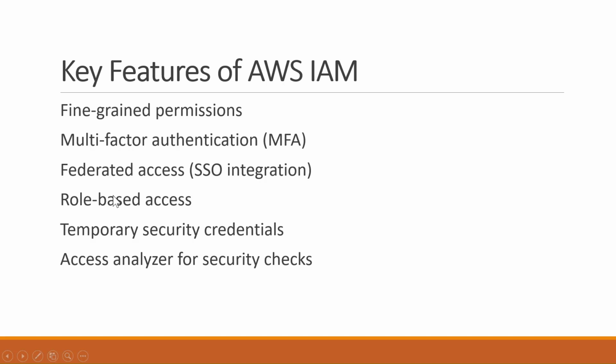And the third one is federated access. AWS IAM lets users log in to AWS using their existing company credentials, like through Microsoft Active Directory or Google Workspace. So instead of creating a separate account, this is called single sign-on. This makes access seamless and secure.